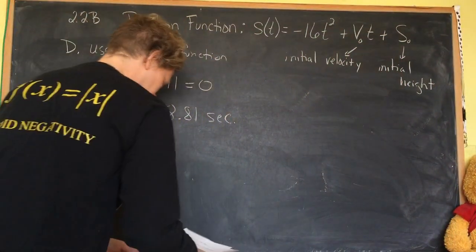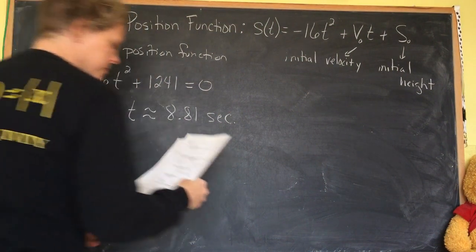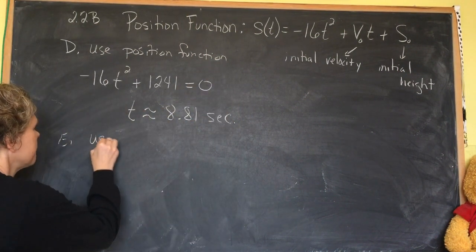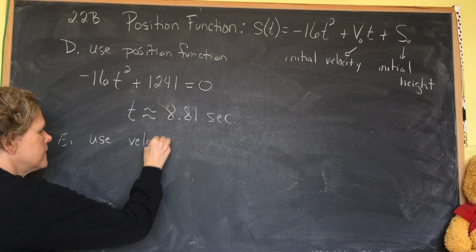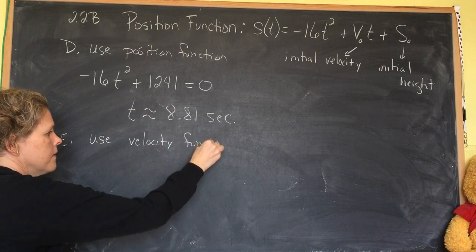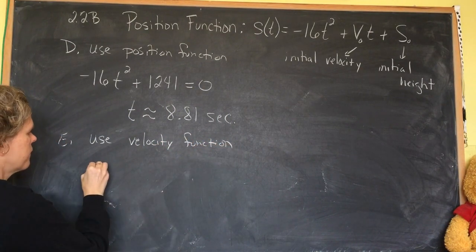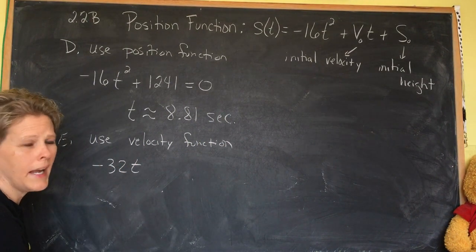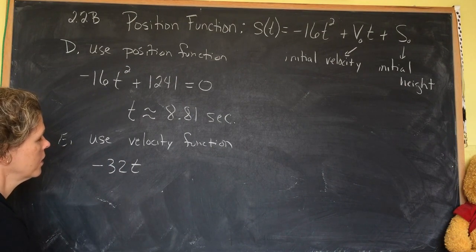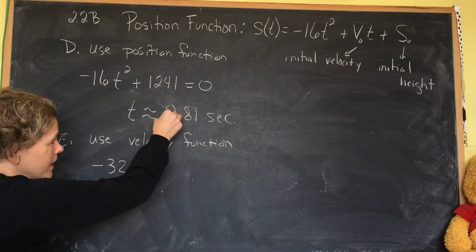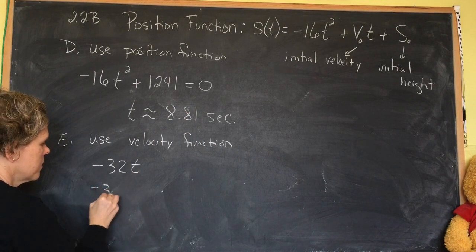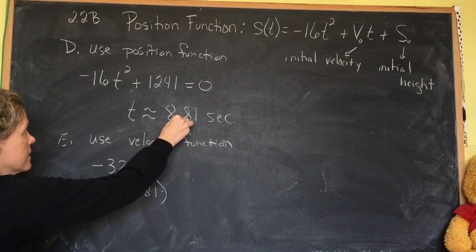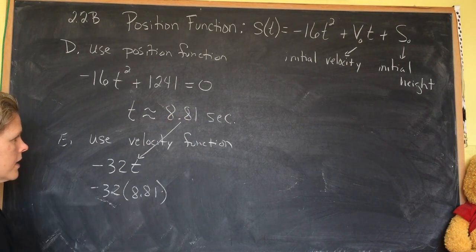E, last one for this type of problem. Find the velocity of the coin just prior to hitting the ground. Okay, so here we want to use the velocity function. So that velocity function was negative 32t. But right before it hit the ground, well, it took 8.81 seconds for it to hit the ground. So right before it hit the ground, it's going to be right around, again, that 8.81 seconds. So negative 32 times 8.81. All I'm doing is taking this answer from part D and plugging it into the velocity function.